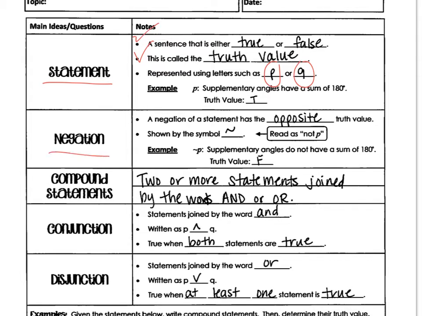Negation. A negation of a statement has the opposite truth value, shown by the symbol read as not P. An example would be, supplementary angles do not have a sum of 180 degrees. This statement is false.